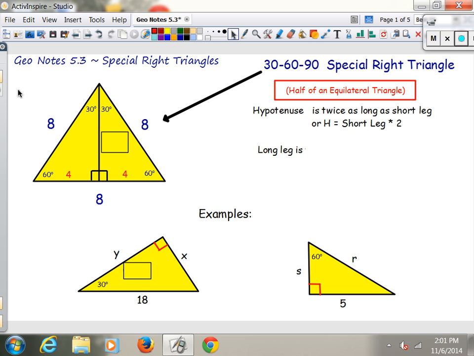Now, what about the middle altitude, the longer leg? Here's our formula for long leg. It's the short leg times radical 3. The short leg times radical 3. And I abbreviated LL for long leg, SL for short leg, and then radical 3. So if we know the short leg, we can multiply it by radical 3, and that'll give us the long leg.